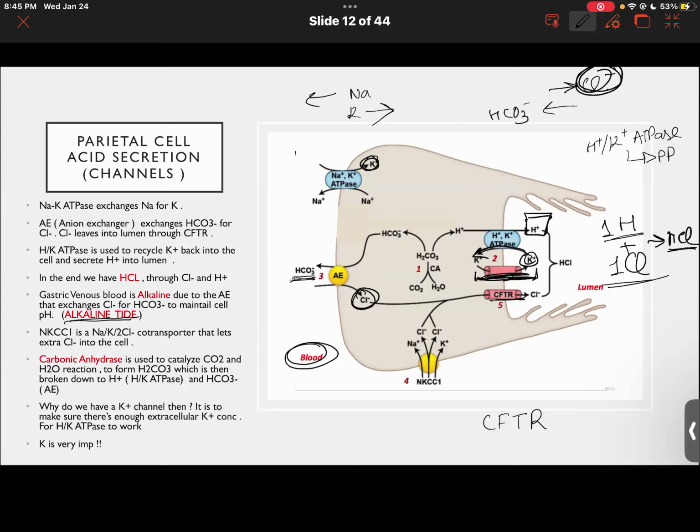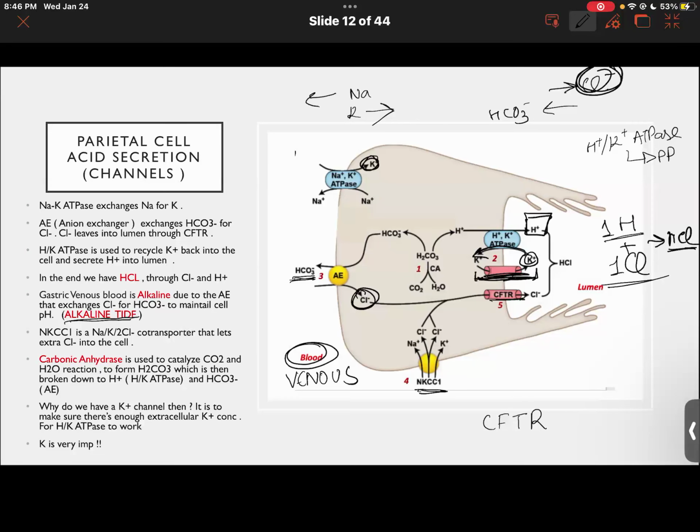So an important question is, what is alkaline tide? Alkaline tide is the blood, the venous blood actually, in the gastric system. And the reason for it being alkaline is because of all the bicarbonate that's entering the blood due to the anion exchange. The anion exchange is taking chlorine from the blood and giving it HCO3 minus. And keep in mind that this is venous blood, not arterial, venous.